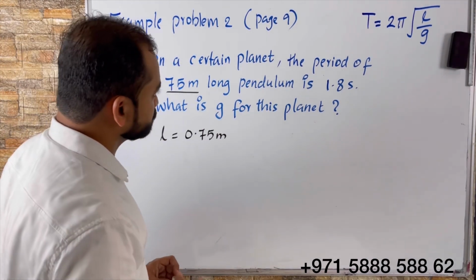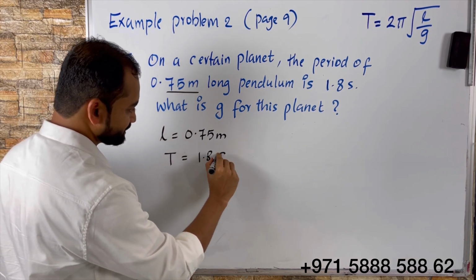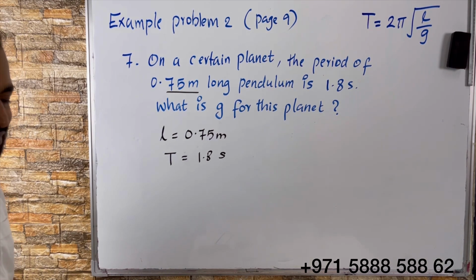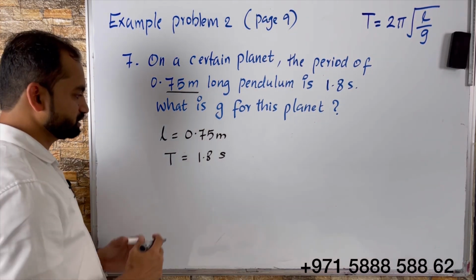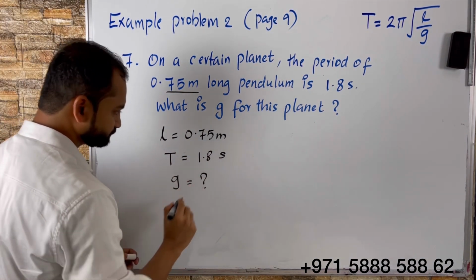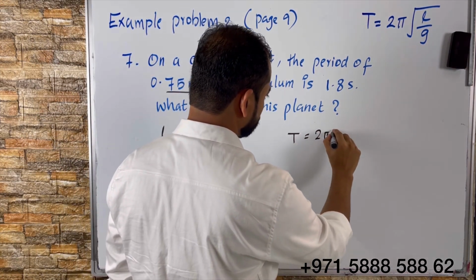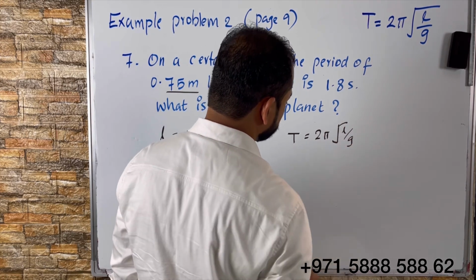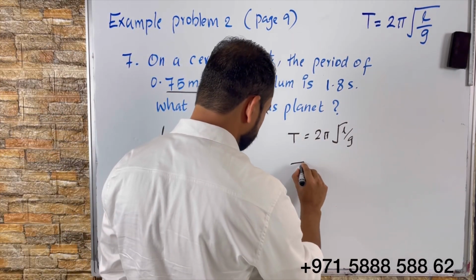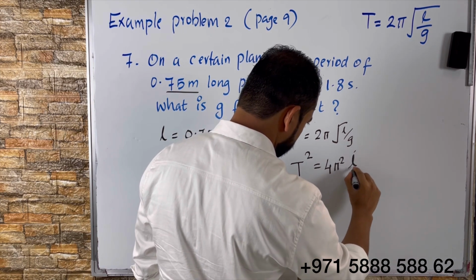Here the period is also given, 1.8 seconds. Second is the unit of time, right? So if anything is given in second, that will be time. So the time period here is 1.8 seconds, and we need to calculate the value of G. So we will use the same equation. Time period is equal to 2 pi into square root L by G. Here we need to calculate G, but G is inside the square root. We need to remove the square root by squaring the equation. So t squared is equal to 4 pi squared L divided by G.